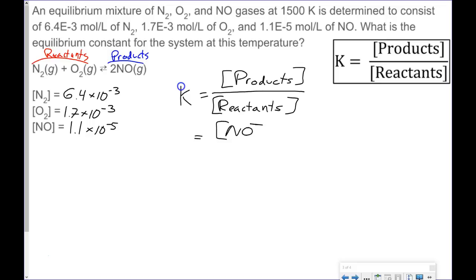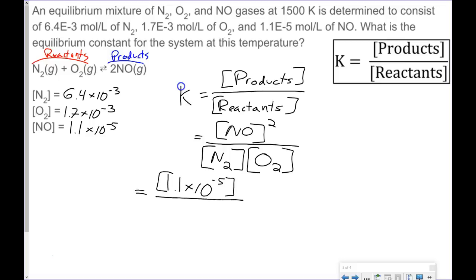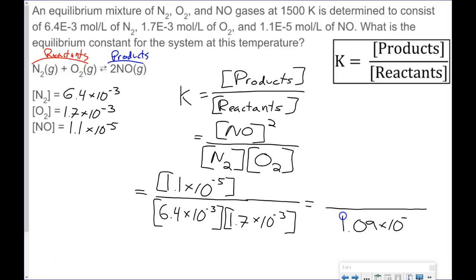So I'm going to put the products over the reactants. Make sure to square the nitric oxide. And on the bottom down there, I'm going to have the concentration of nitrogen times the concentration of oxygen. Now I can take those there, substitute in the numbers. And when I solve that out, I'm going to get 1.09 times 10 to the negative fifth in the denominator, and 1.1 times 10 to the negative fifth in the numerator. Pretty similar numbers. That's why the equilibrium constant is going to be 1.01.